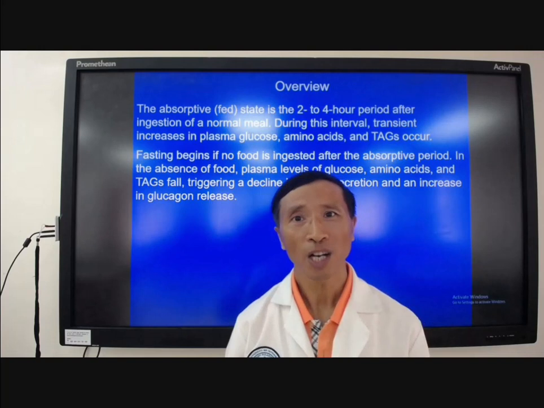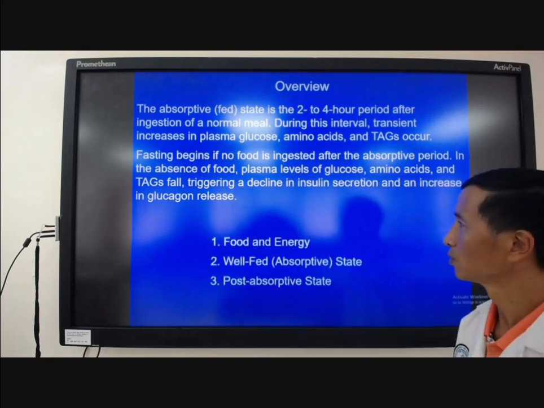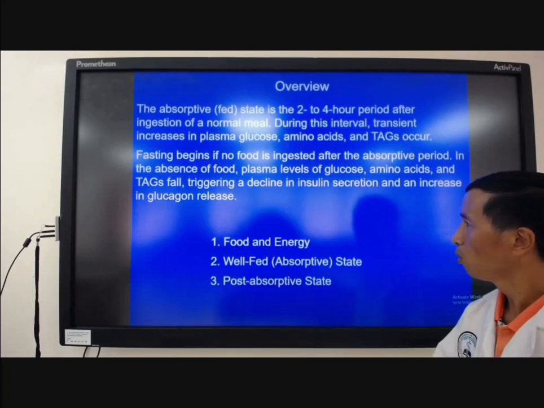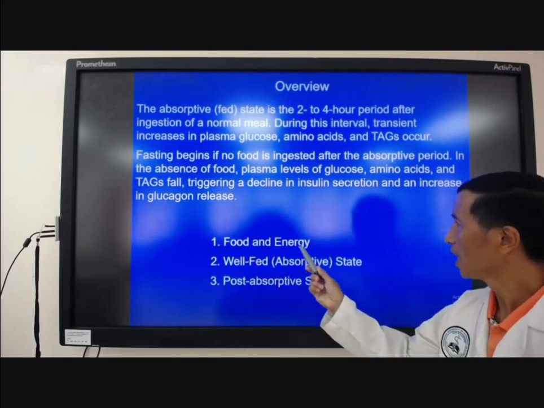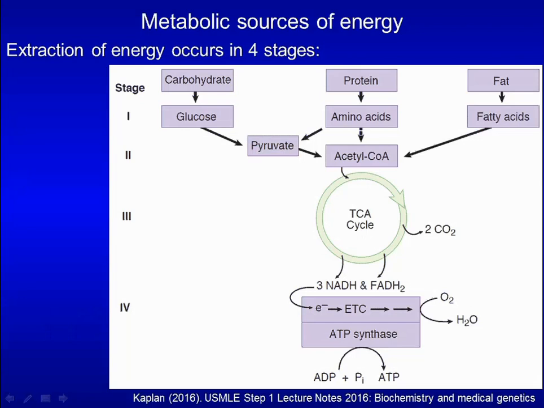Today, we will cover 3 topics. First, we will look at food and energy. All activities in the body depend on energy. Energy is derived from food. As we have seen before, extraction of energy from food occurs in 4 stages.